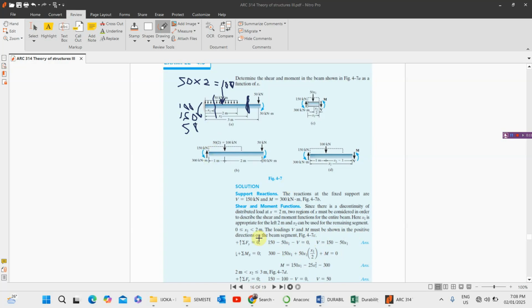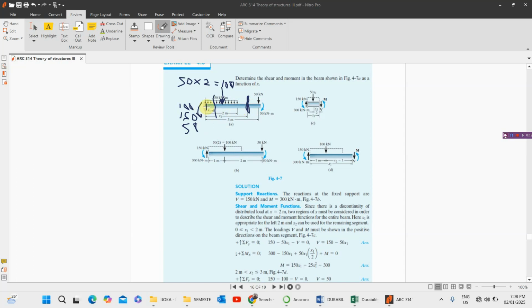For this particular moment, we already know that the moment at this support is 300 kilonewton meter, so that one will be written out. However, what of this particular shear force? This shear force at this point, wherever we are making the cut, this 150 times whatever maybe is x1 or whatever it is, we have to add that one. This particular expression is for x1.